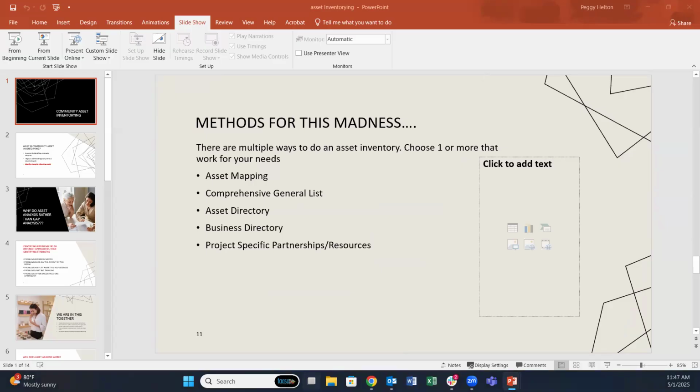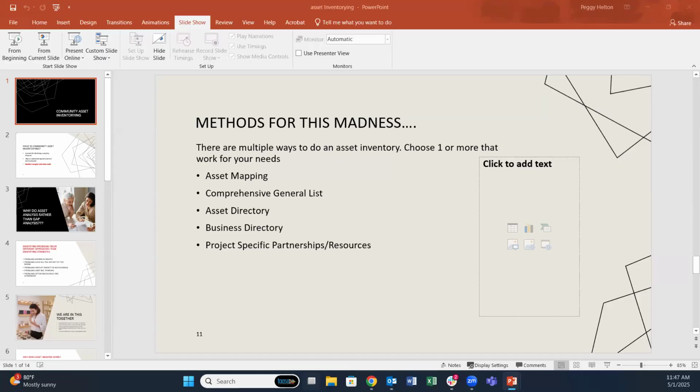So there are a lot of methods that we can use when we're doing asset inventorying. What you would do is choose one or more that work for your needs. Some people will use asset mapping. Asset mapping can be kind of fun. I find it a little less useful as an end product and more useful as part of a planning process. But I have seen some communities that manage to use that as a product. You can do a comprehensive, general list of what all's available.